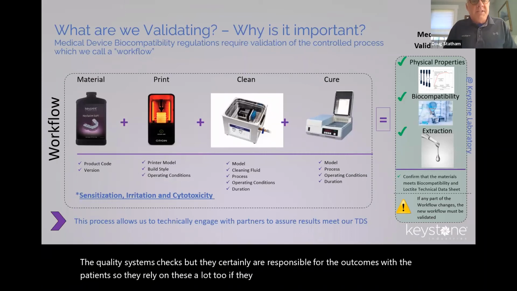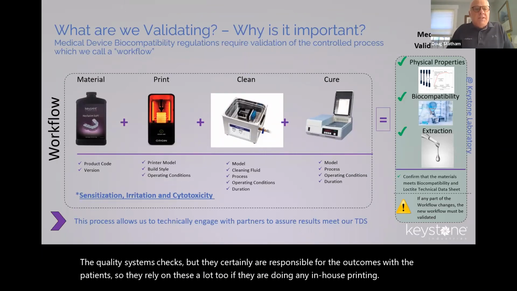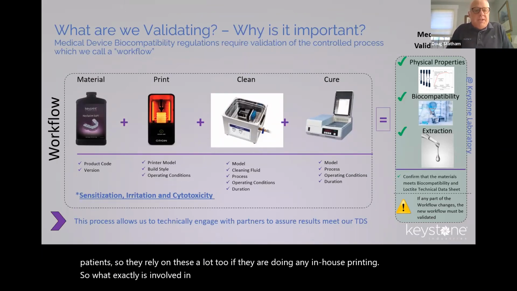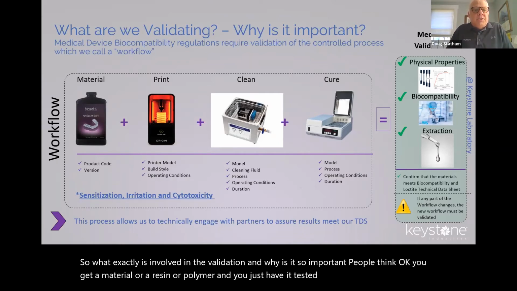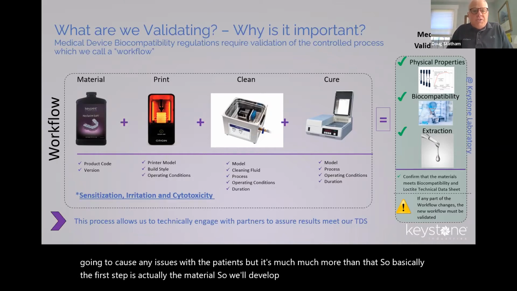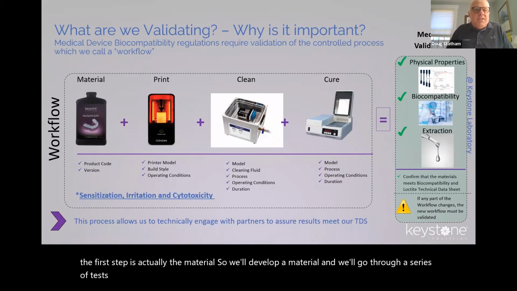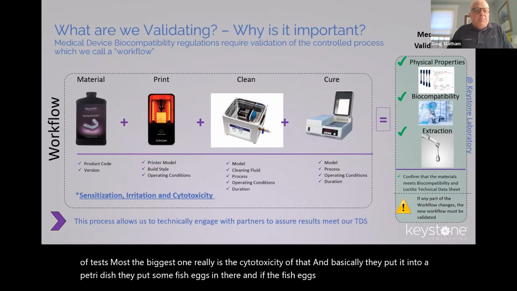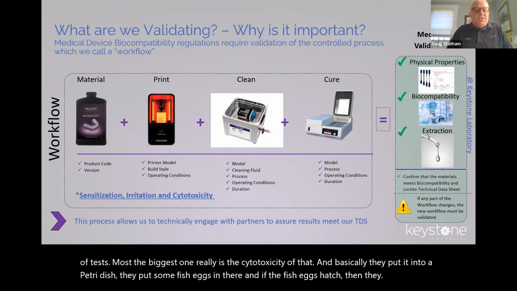So what exactly is involved in the validation, and why is it so important? People think, well, okay, you get a material or a resin or a polymer and you just have it tested and make sure that it's not going to cause any issues with the patients, but it's much, much more than that. Basically the first step is actually the material. We'll develop a material and we'll go through a series of tests. The biggest one really is the cytotoxicity. Basically they put it into a Petri dish, they put some fish eggs in there, and if the fish eggs hatch, then the material is considered patient safe.